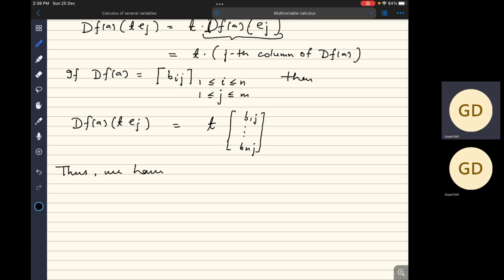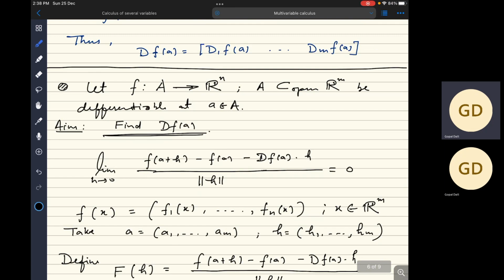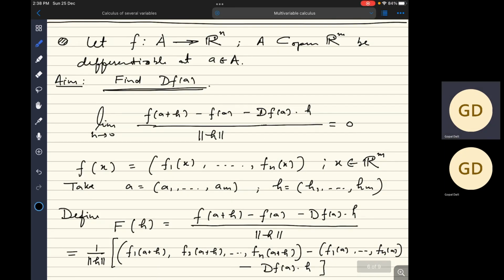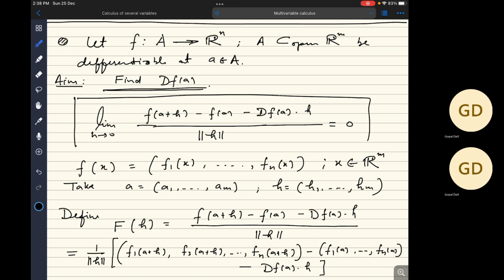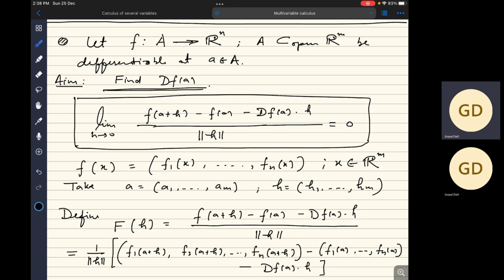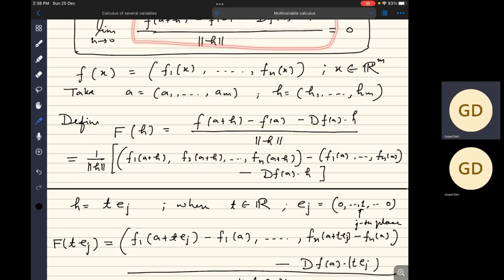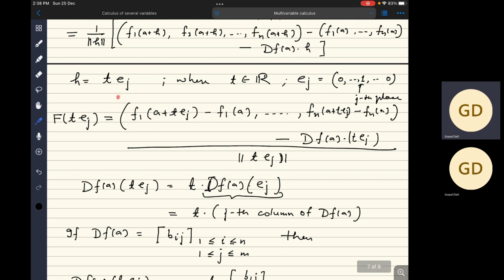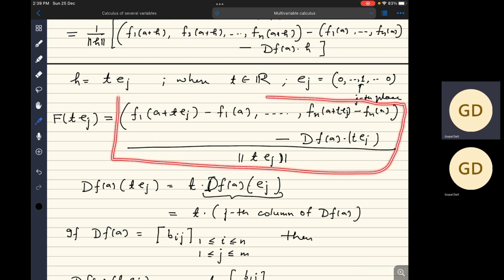हमारे पास हुआ लिमिट t. Now you see, हमने यहाँ देखा था limit of this expression is zero because f is differentiable at a. और यह जो expression है, इसे हमने ओपन किया इधर. ओके, इसका मतलब इसमें अगर हम limit h goes to 0 बोले, which is same as limit t goes to 0. So limit t goes to 0, this should be 0.